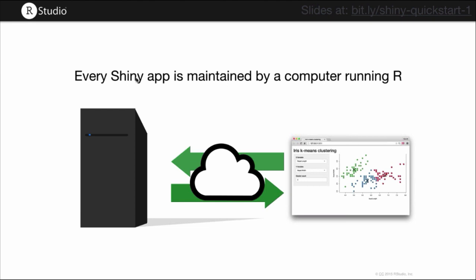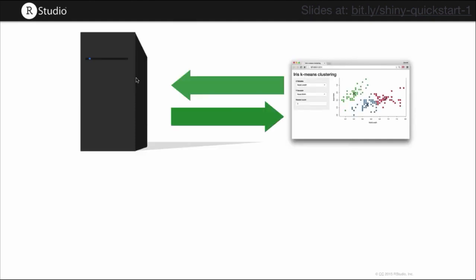So what does this mean for you as a Shiny developer? Well, when you make a Shiny app, you'll need to make two components for each app. First, you'll need to make some sort of user interface. This will be a web page that the people who visit your app will see. The user interface will really just be a web document written in HTML, but you don't need to know any HTML. We're going to generate that document from R.